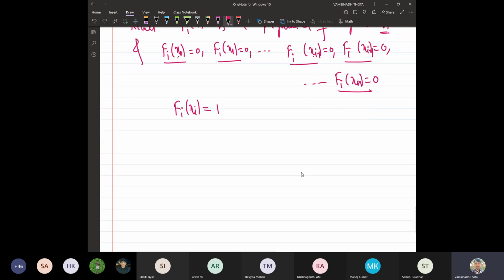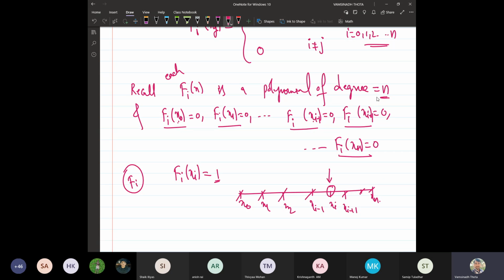Okay. So when we have n plus 1 points, x0 to xn, with x1, x2, and x_{i-1}, x_{i+1}, and so on, if you take any coefficient polynomial, it is not vanishing at this point, but vanishing at all other points. So out of n plus 1 points, at one point it is taking value 1, and at all remaining points it is taking 0, which means how many roots are there? It is a polynomial of degree exactly equal to n.